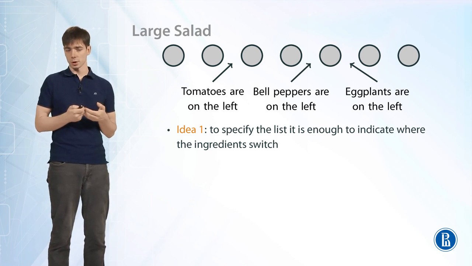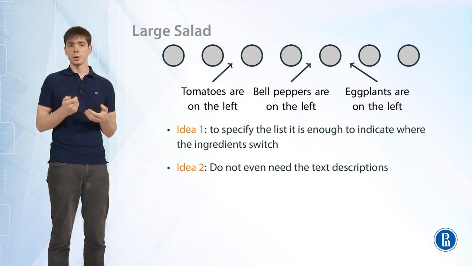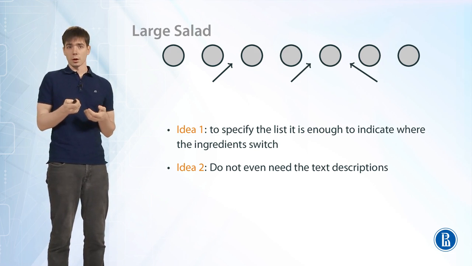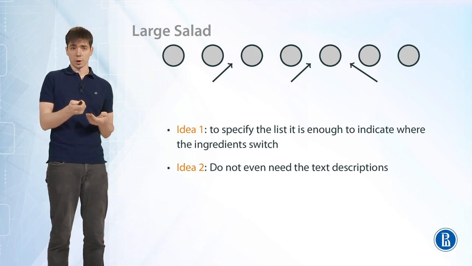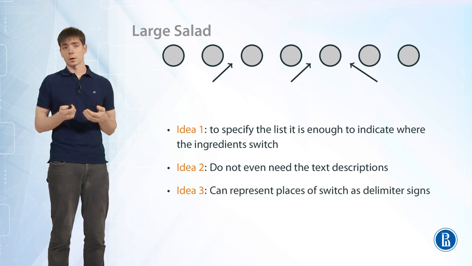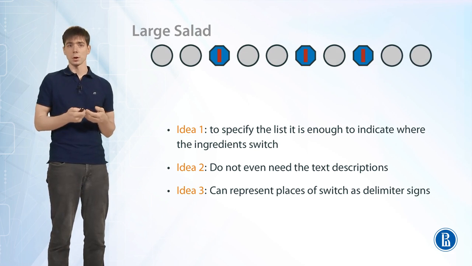Okay, next, second idea. We do not even need these text descriptions for tomatoes, bell peppers and eggplants. We can remove them, because we know that this first place corresponds to the switch from tomatoes to bell peppers. We have ordered ingredients in this way. The second corresponds to the switch from bell peppers to lettuce, and the last one from lettuce to eggplant. Okay. And finally, the third idea. We can represent these places of switches by some special signs, some delimiter signs. Let's do it. Okay, we have done this.